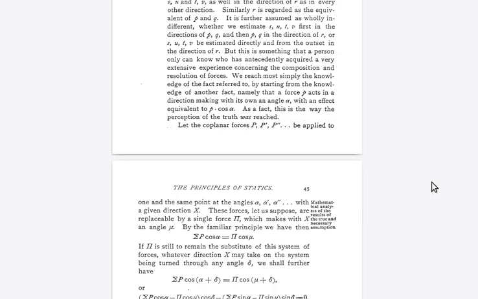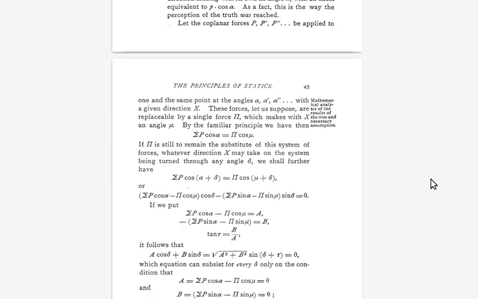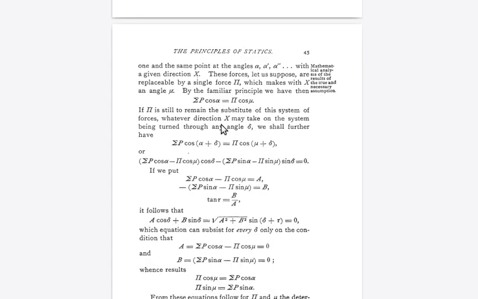If, then, several forces P′, P″ are applied to one and the same point at the angles alpha, alpha′, alpha″ with a given direction x, these forces, let us suppose, are replaceable by a single force Π, which makes with x the angle mu. By the familiar principle, we then have ΣP cos alpha = Π cos mu. If Π is still to remain the substitute of this system of forces, whatever direction x may take on, the system being turned through any angle delta, we shall further have ΣP cos(alpha + delta) = Π cos(mu + delta).